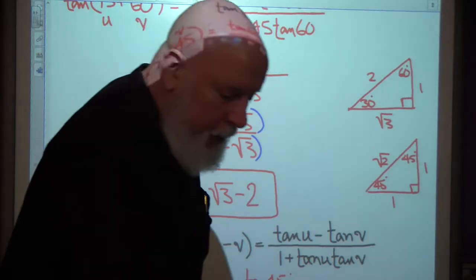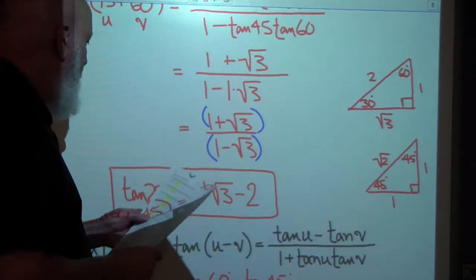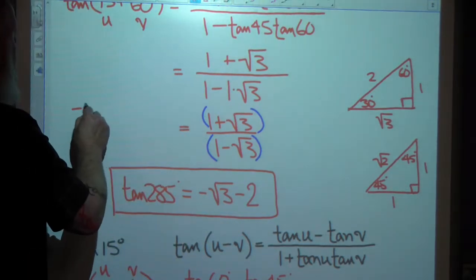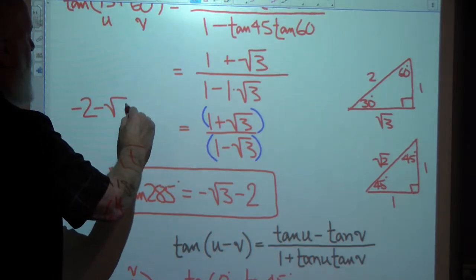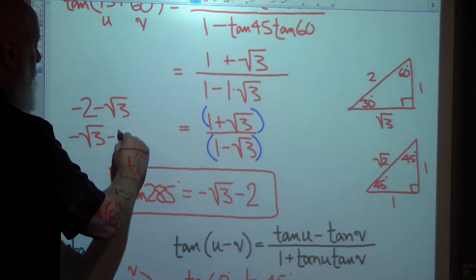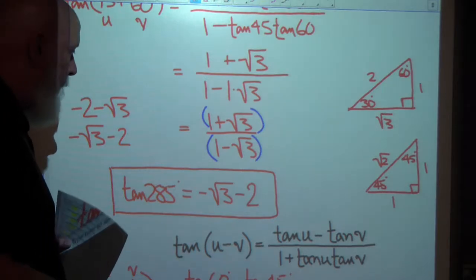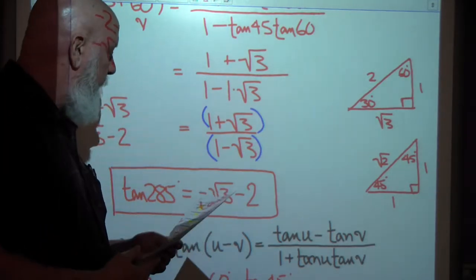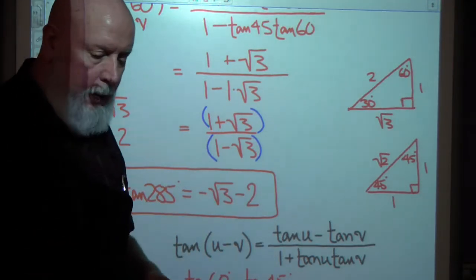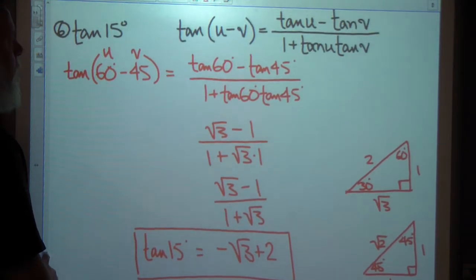Let's see what the answer key says. 285, negative 2 minus radical 3. They're both negative, so you can say negative 2 minus radical 3 or negative radical 3 minus 2. They have the same value because they're both negative. It doesn't matter what order they're in because they're both negative. Okay? So negative radical 3 minus 2 is correct. Yay.